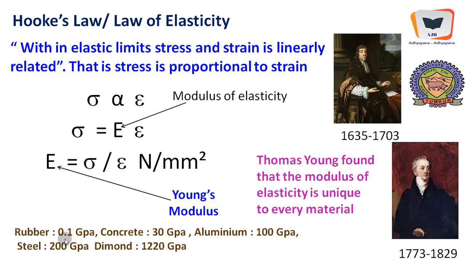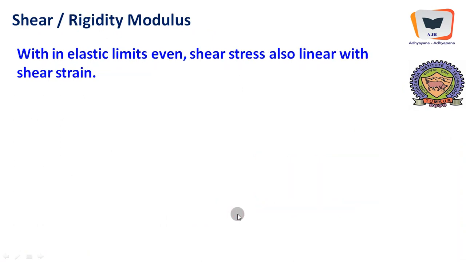For example, rubber has 0.1 GPa modulus of elasticity, concrete has Young's modulus of 30 GPa, aluminium scales at 100 GPa, steel at 200 GPa, and diamond possesses the highest elasticity or Young's modulus, to the tune of 1220 GPa. And in the same token, we can extend Hooke's law to shear stress and shear strain relationship also.